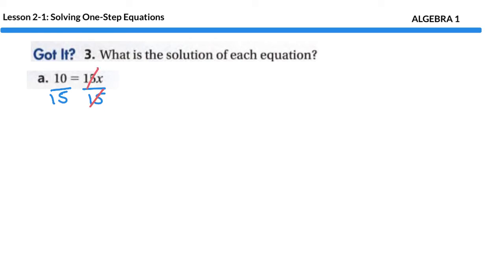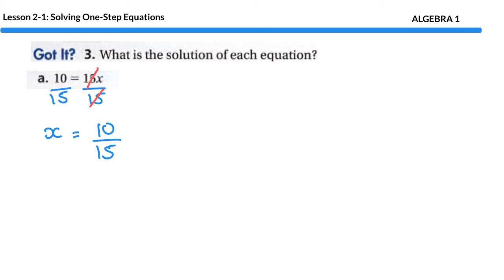X is equal to 10 over 15. Now let's learn how to divide fractions. Which is the number that can divide 10 and 15? Think of it. It's 5.